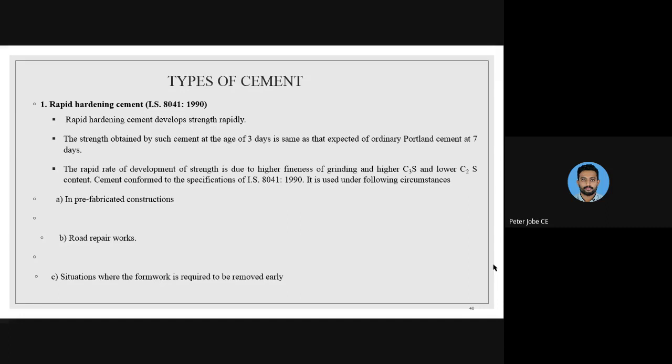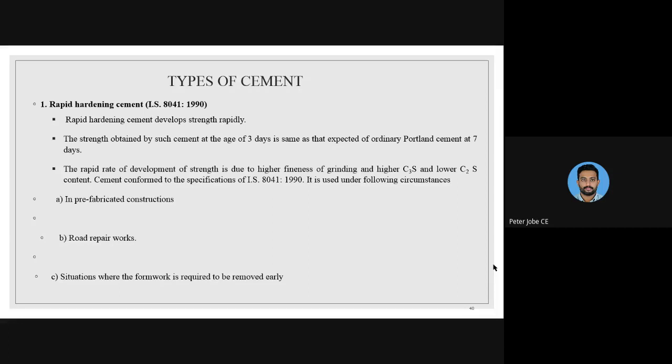is used for the following circumstances: in prefabricated construction, road repair work, and situations where formwork is required to be removed earlier. In prefabricated construction, we cast something in the yard. For example, girders, the main beams for large bridges and metro works, will be cast in some yard and then brought to site.